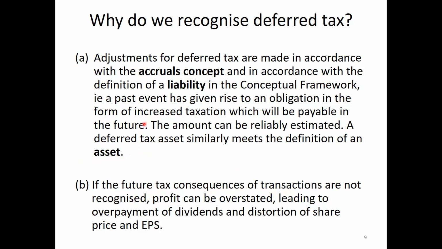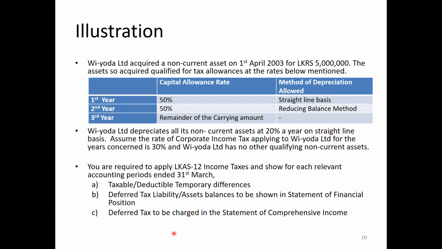And what will happen if we do not care about the deferred tax? Profit can be overstated. It leads to overpayment of dividends and distortion of share price and EPS in the future. Right? In the future, we have to pay a big amount of tax. At that time, the company will struggle. Now we will do a small sum, for our understanding purpose.